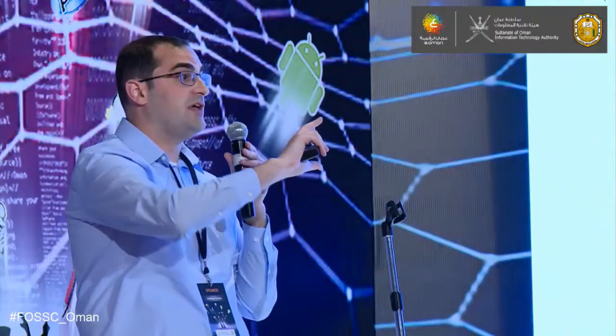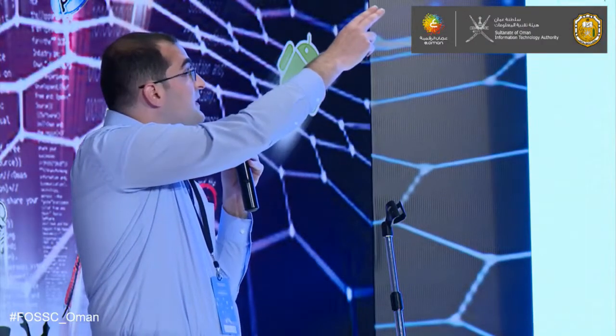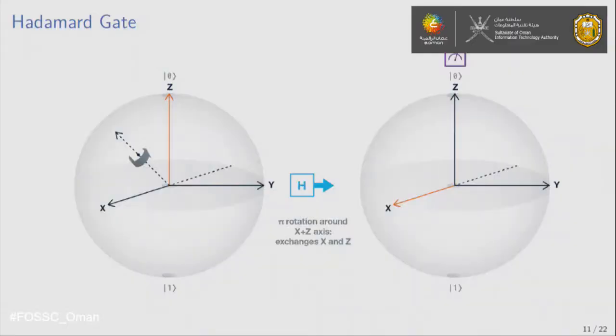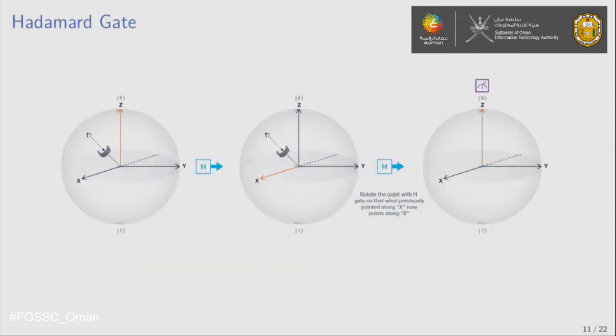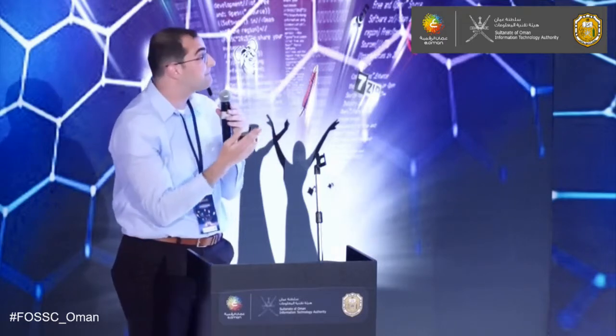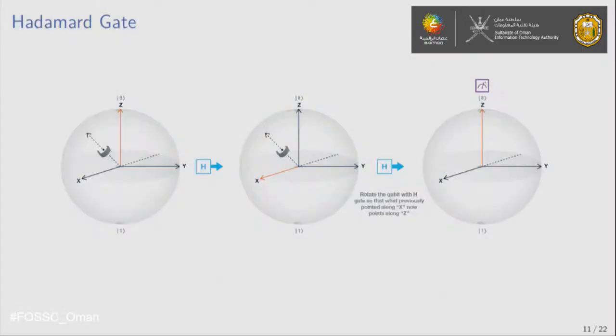which you can think about as a 180-degree rotation over the x plus z axis. So if you're at the zero state, you go to the plus x state right there. And just like the X gate, it's also a self-inverse. So if you start at zero, apply a Hadamard, you go to that plus x. And if you apply a Hadamard again, you go to a zero, which is a little bit different if you think about it as flipping a coin, which is an example that people sometimes use.